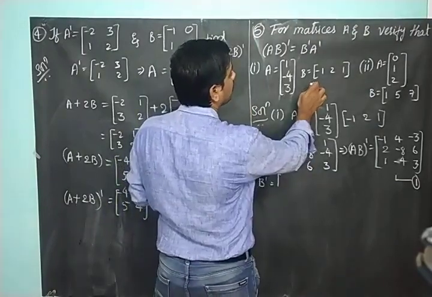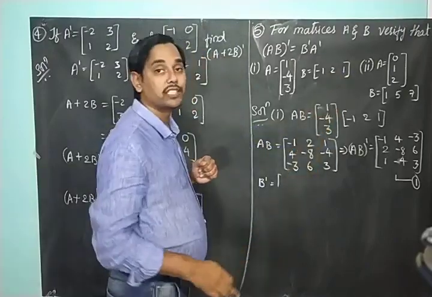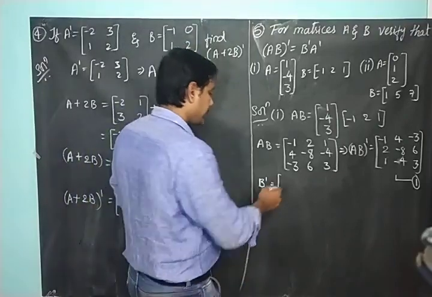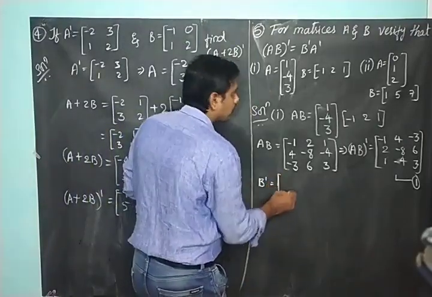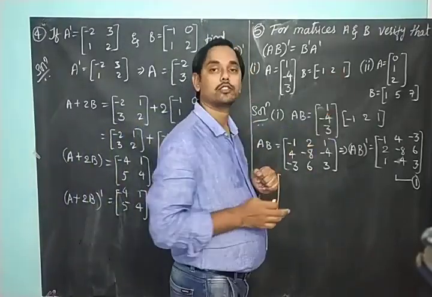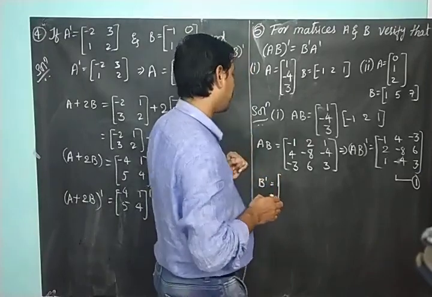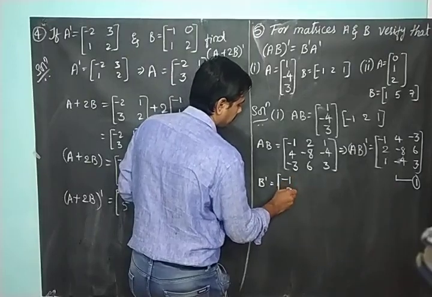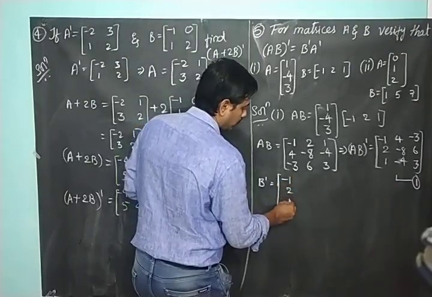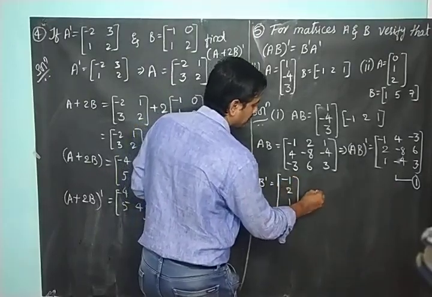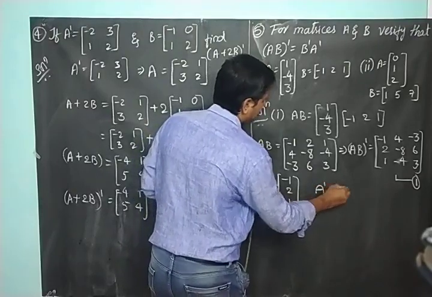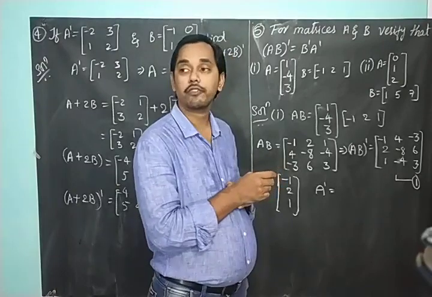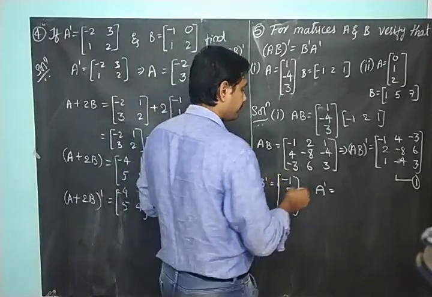B is what? A row matrix. B dash will be a column matrix because row should be expressed as columns, right? So only one row we are having here, so definitely we will have only one column, right? Minus 1, 2, 1. So this is B dash. Similarly, what is A dash? A dash is a column matrix. So A is a column matrix, A dash will be the row matrix.